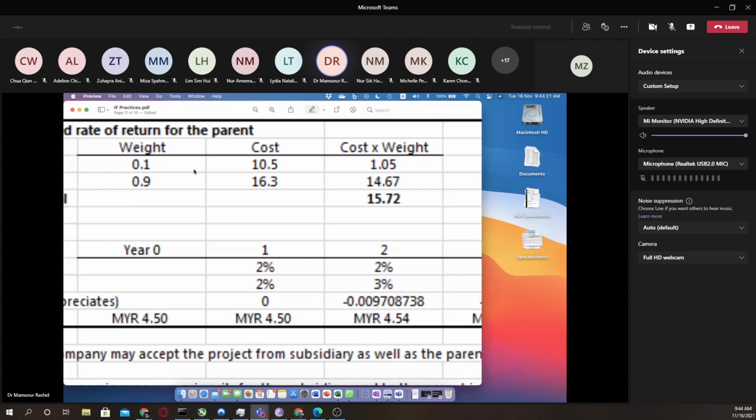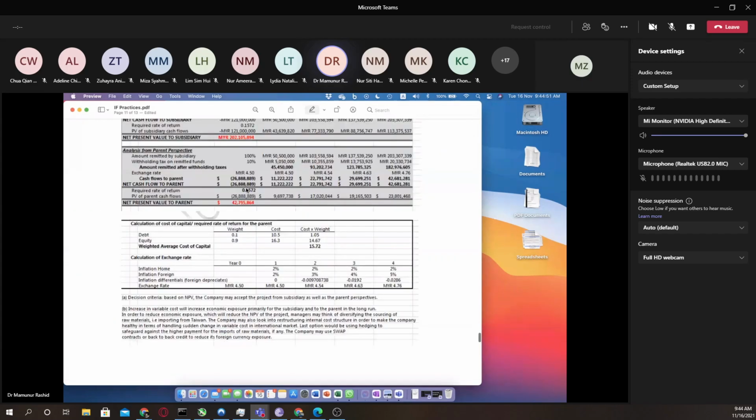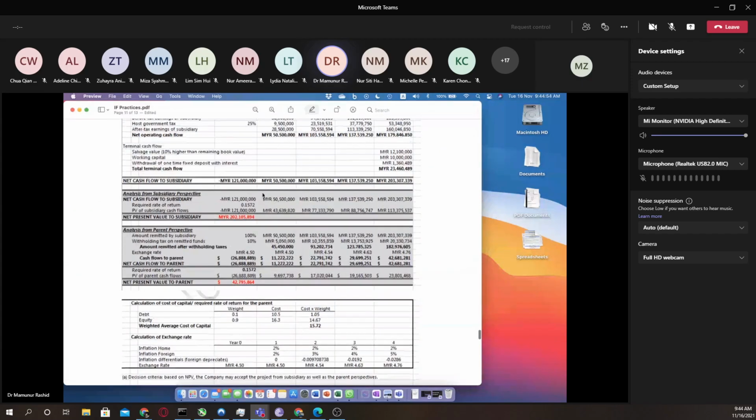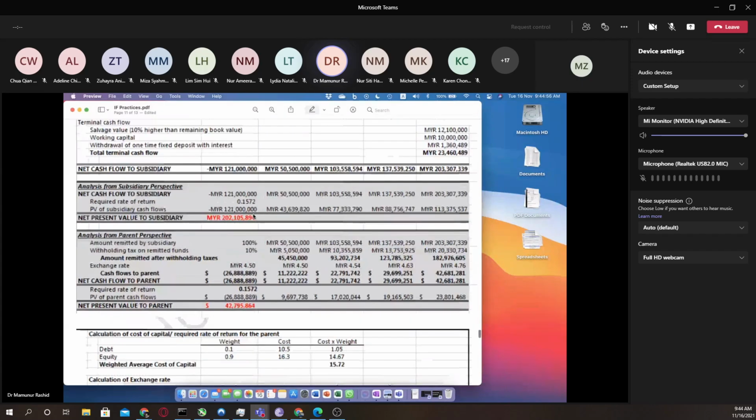Weight for equity is 0.9 and cost of equity is 16.3. And we have calculated weighted average cost of capital by multiplying each of these. 10% multiplied by 10.5 is 1.05. And 90% of 16.3 is 14.67. So altogether, this is 15.73 cost of capital for the parent. 15.72. So we now put this figure here.